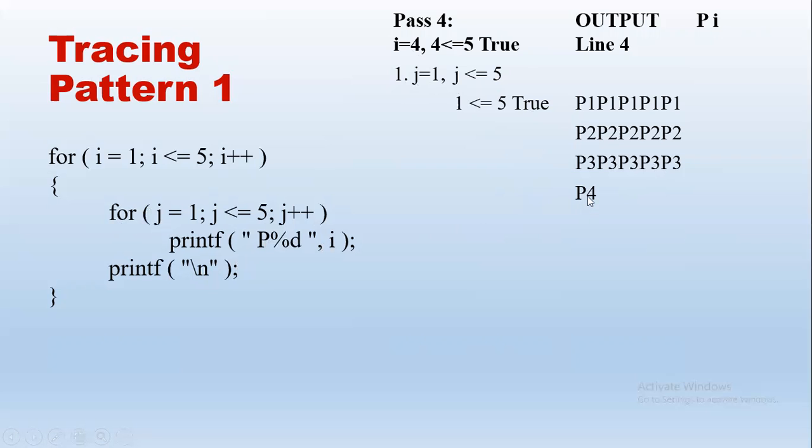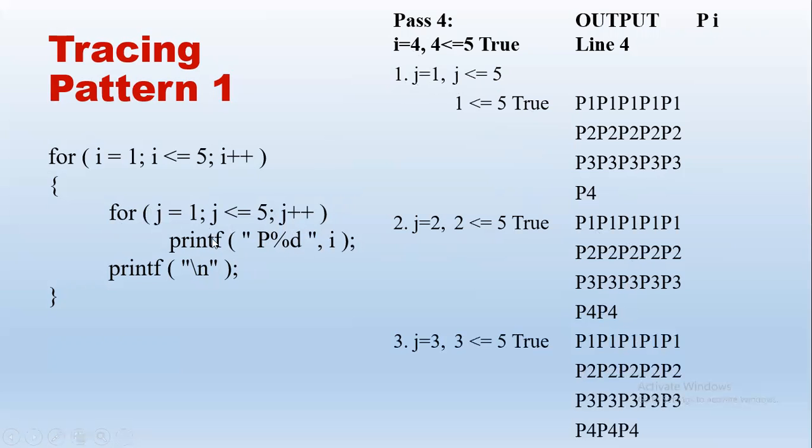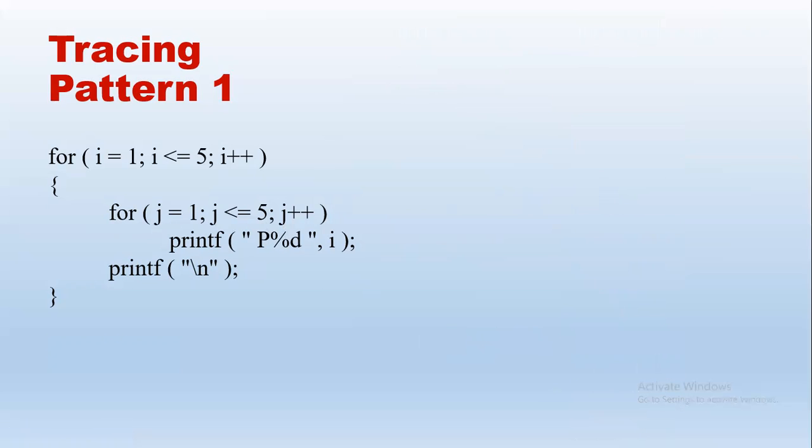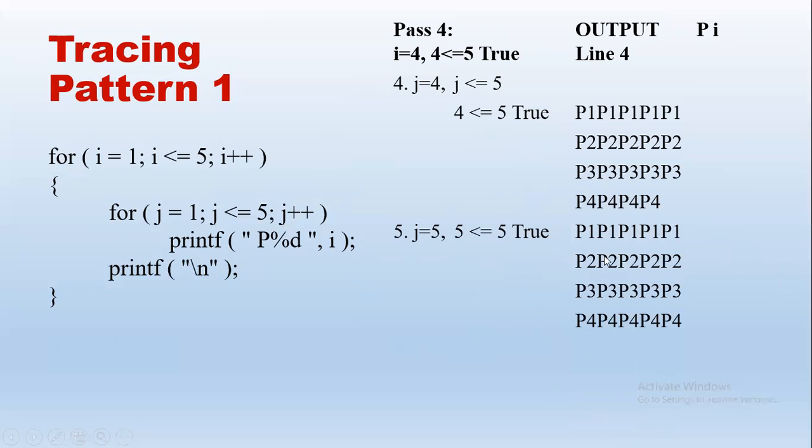So we print P4. And next, when J becomes 2, it needs to execute a second time. So P4 is printed the second time in the fourth row. Next, for J equal to 3, 3 less than or equal to 5, print Pi, that is P4, 4 is the value of I, print P4 3 times in line 4. Then for J equal to 4, P4 is printed the fourth time. When J becomes 5, 5 less than or equal to 5, condition is true, P4 is printed 5 times.